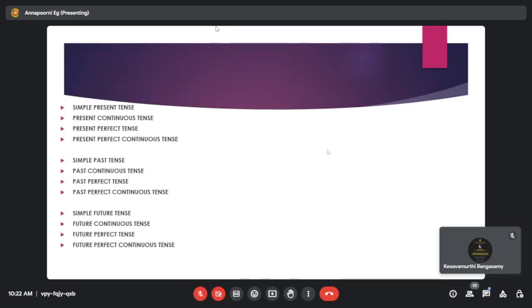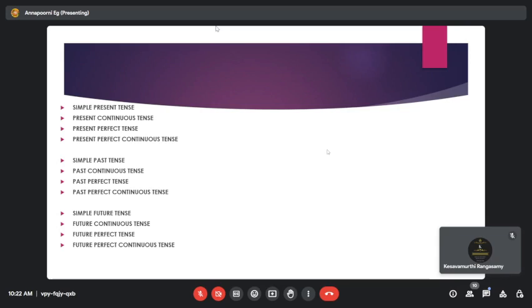So present's children, their names are simple, continuous, perfect and perfect continuous. Now coming to the children of past, past's children also have the same names: simple, continuous, perfect, perfect continuous. Future's children also have the same: simple, continuous, perfect, perfect continuous.